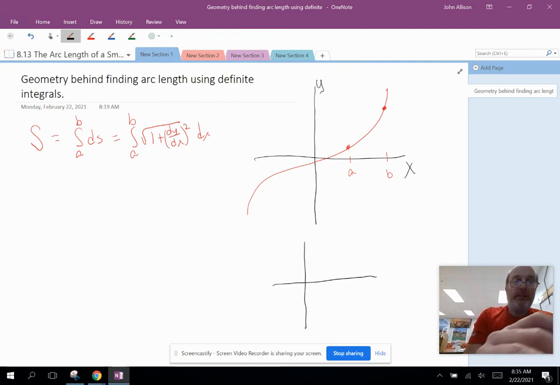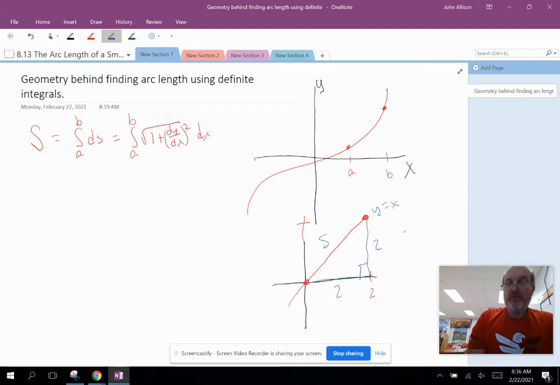Let's use the line y equals x, and let's just go from the origin to the point 2, 2. Now we know, using the Pythagorean theorem, that this is 2 squared plus 2 squared. It's 2 units, and that's 2 units, and that's a right triangle. So that we could say that S from 0, 0 to 2, 2 of this curve, y equals x, is the square root of 2 squared plus 2 squared, which equals the square root of 8. But let's try it using this integral formula.